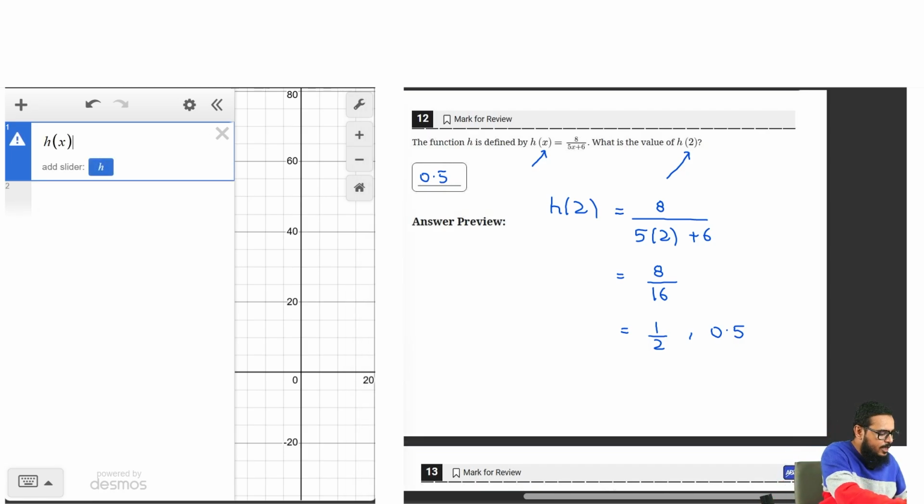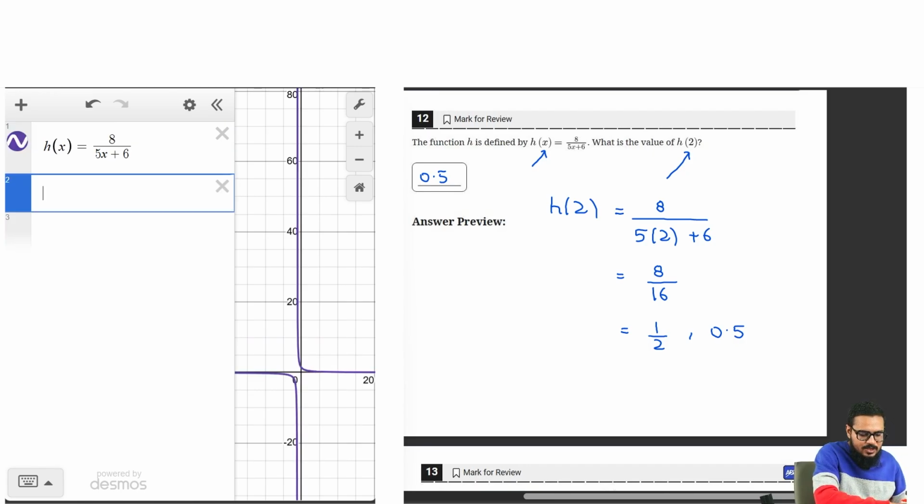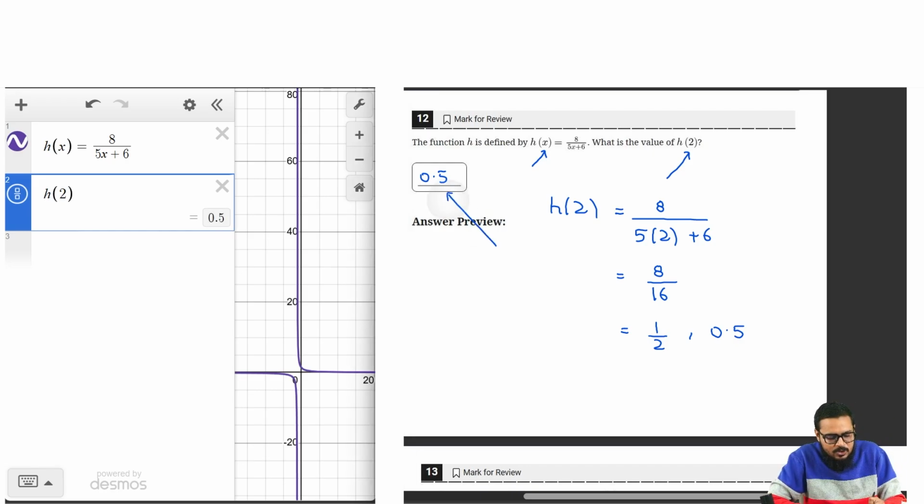Now, if you want to do this question in decimals, you're going to start with telling your decimals what your h of x was. So h of x is basically 8 divided by 5x plus 6. I'm going to type 8 divided by 5x plus 6 at the bottom. And then since I'm looking to calculate h of 2, it comes out as 0.5. That's the answer that I was getting earlier.